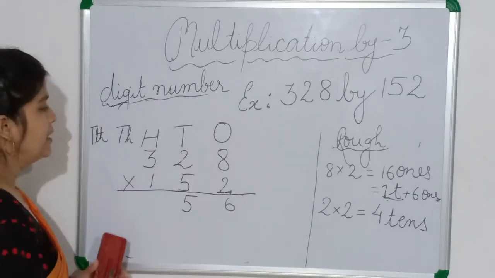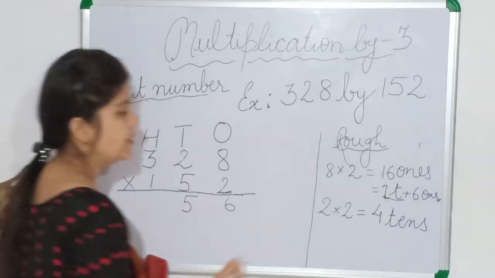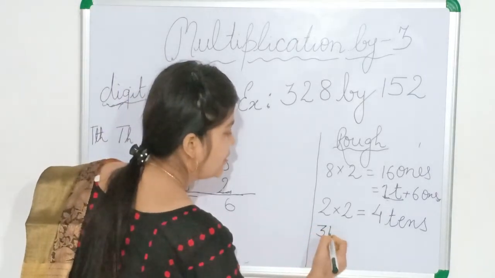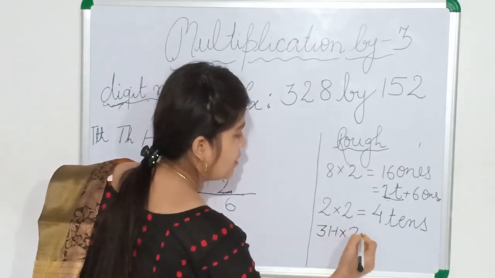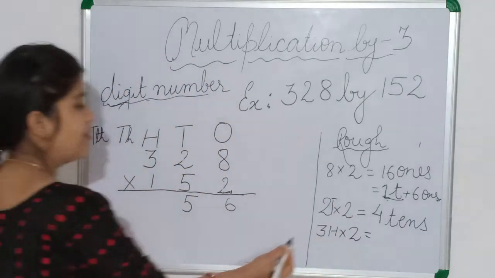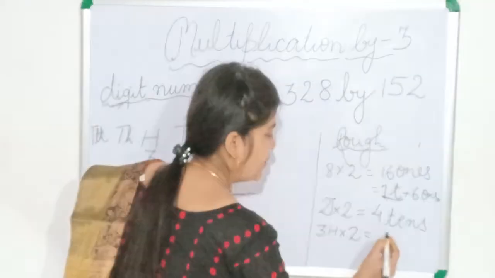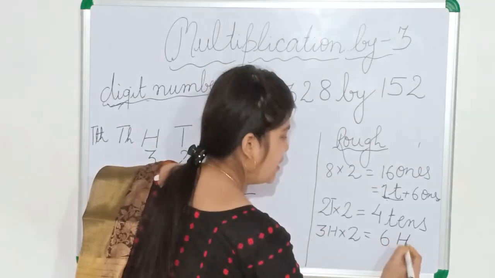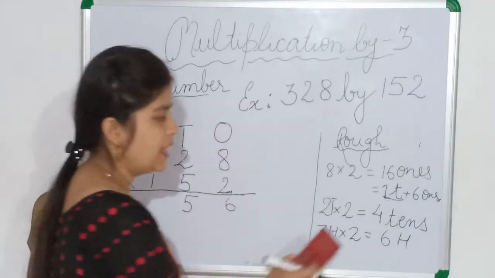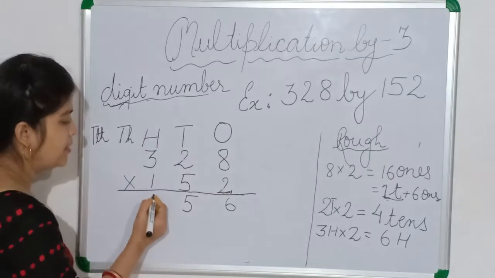Now I will multiply the number which is in 100 place, that is 3. 3 into 2, and it is 300 into 2. So 300 into 2, it will be 600. Nothing I have carried in this step. So I will write here 600 only.